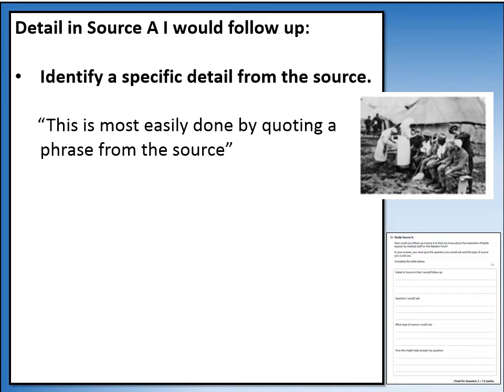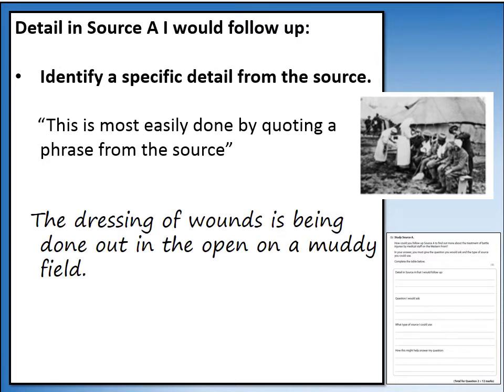Now, if you have a pictorial source that you're going to work from, and in the example that we're going to use here, we are going to talk through a pictorial source, what you're going to do is simply find an aspect in the photograph, let's say it's a photograph, that you're going to use to develop. And in our case here, let's go for this. The dressing of wounds is being done out in the open on a muddy field.